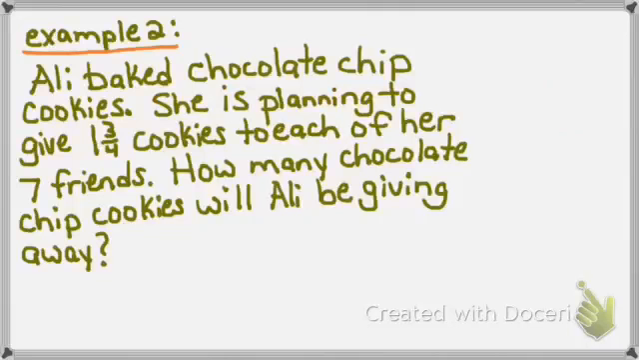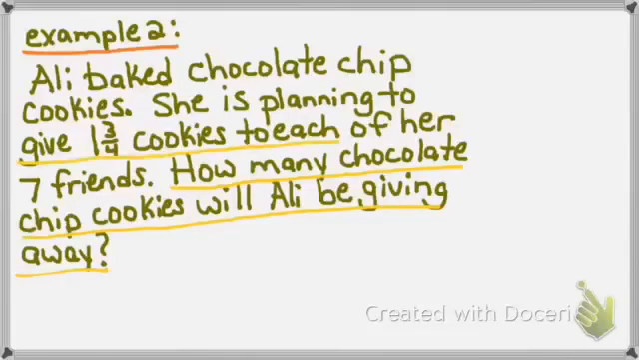Example number 2 says Allie baked chocolate chip cookies. She's planning to give 1 3/4 cookies to each of her 7 friends. How many chocolate chip cookies will Allie be giving away? Well, the question says, how many chocolate chip cookies will Allie be giving away? What do I know? I know that she's going to give 1 3/4 cookies to each of her 7 friends.